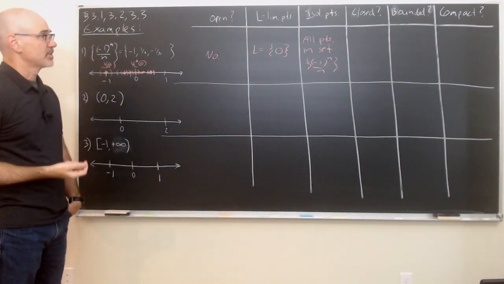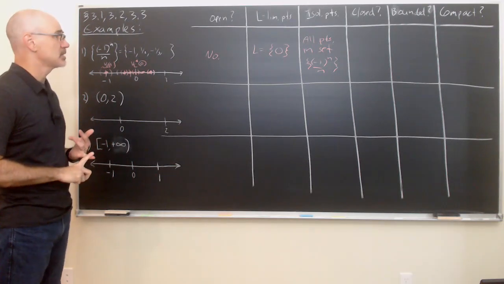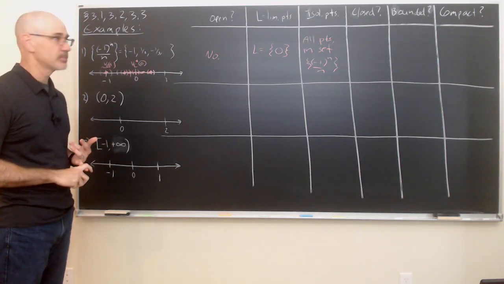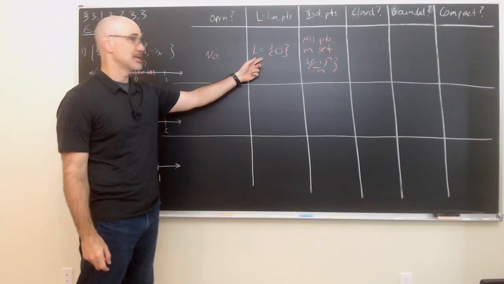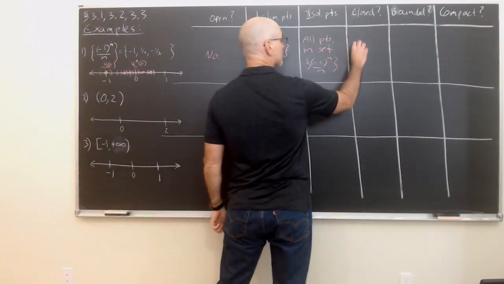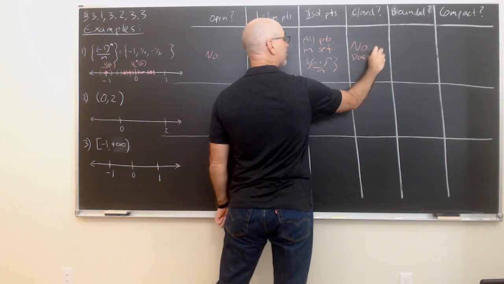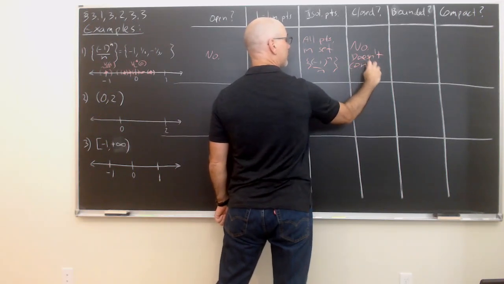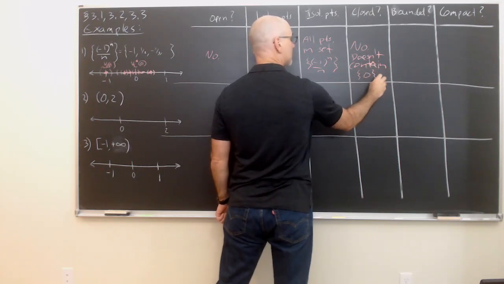All right, next up is to figure out if the set is closed. Closed means the set contains all of its limit points. We only have one limit point, and the set does not contain it. So this set is not closed. So it doesn't contain 0.